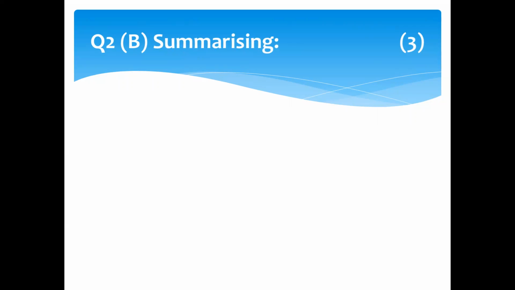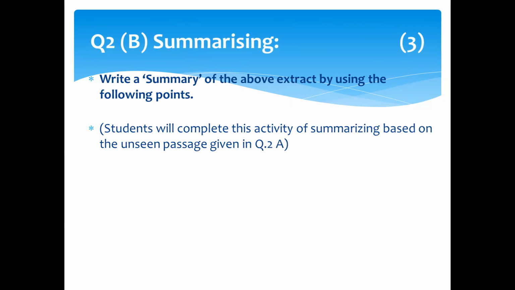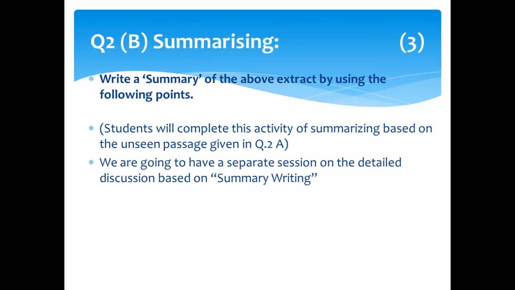Question 2b, summarizing. It is for 3 marks. Write a summary of the above extract by using the following points. Students will complete the activity of summarizing based on the unseen passage given in question 2a. We are going to have a separate session on the detailed discussion based on summary writing.